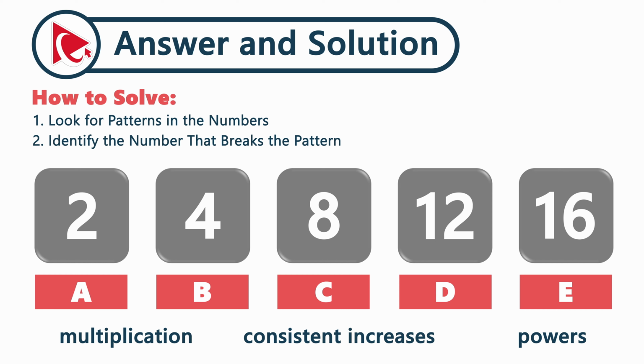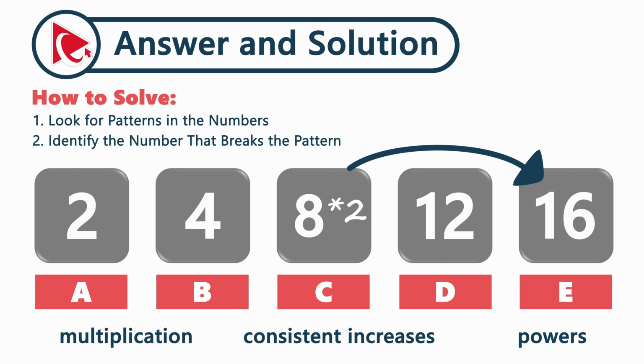If we think it's multiplication, we need to multiply it by 2. 2 multiplied by 2 is 4. 4 multiplied by 2 is 8. So far so good, right? But it breaks here. 8 multiplied by 2 would be 16, which might be a solution since number 12 doesn't belong, right? And the correct answer would be choice D.